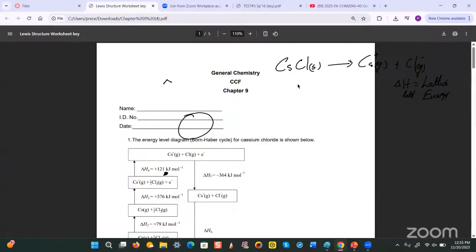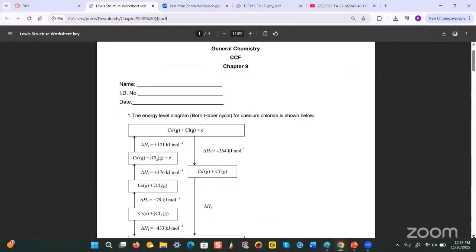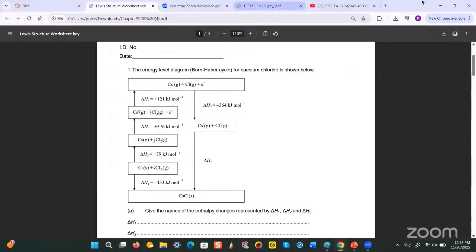Okay, so how are we going to calculate the lattice energy? Well, basically, based on how this cycle is arranged, if we start from the original elements, which would be the cesium and the chlorine here, what this means is that going in this direction here, if we add up all the enthalpy changes going in that direction, that would be the same as the enthalpy change going in this direction, all right?